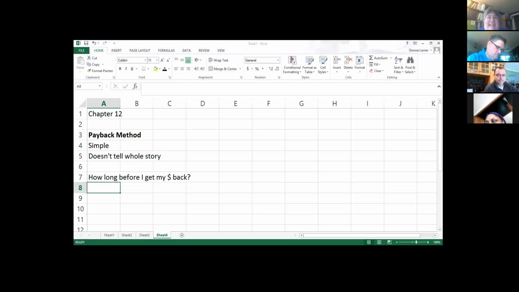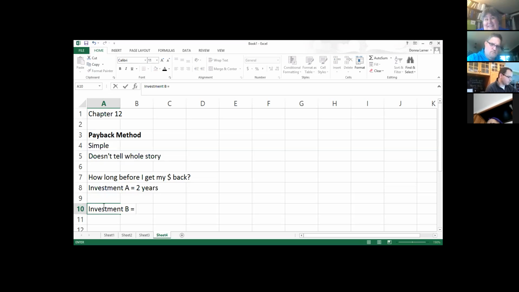So let's look at investment A. I have to spend $10,000, but it's only going to take me 2 years. In 24 months, 2 years, I can have all my $10,000 back. So investment A is 2 years. But investment B could take a while. I said after 3 years, we're only at $6,000. So we're into almost 4 full years. It would be something like 3.75 years, something like that.